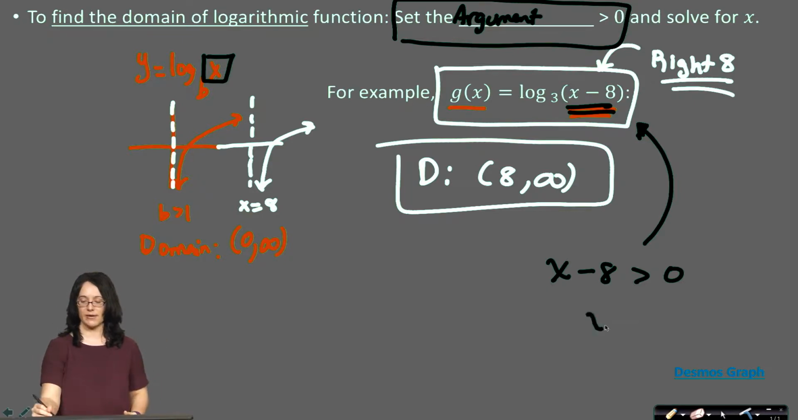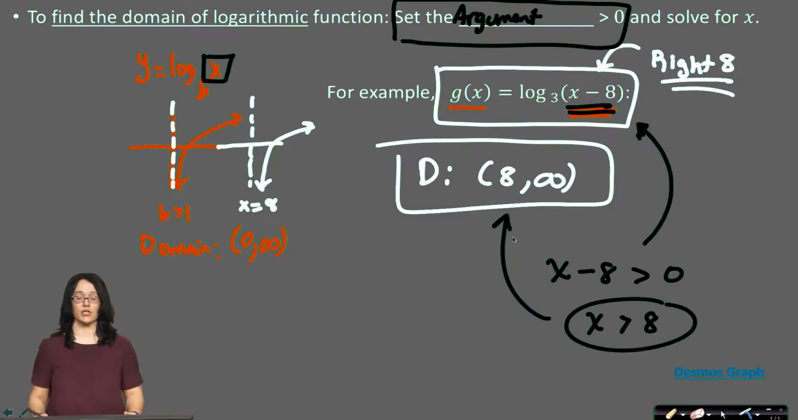So what is our domain? X, adding 8 to both sides, x must be greater than 8. And that means the same thing as interval notation, parentheses 8, comma, infinity, close parentheses. Okay, let's have you try one on your own.